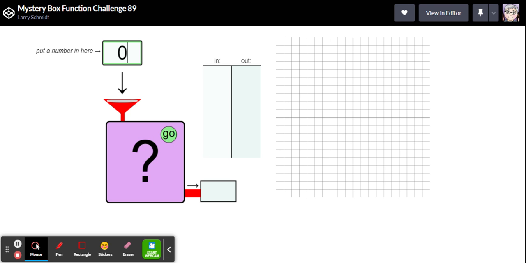I'm going to put in a 0. Okay, so 0 gives us -1. Let's put in a 1. Okay, seeing some decimals there. Let's put in a 2.